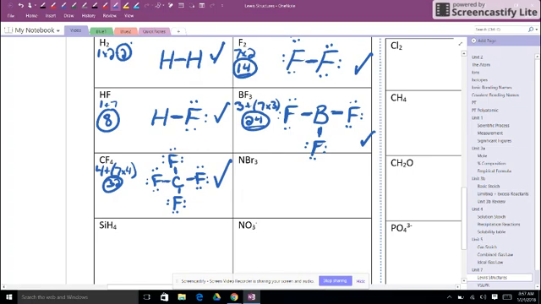Next, nitrogen tribromide. Okay, nitrogen has 5 valence electrons. Bromine has 7 each, times 3 in the molecule, would be 26 valence electrons. Okay, nitrogen's going to go in the middle. Let's put the bromines on 3 sides.